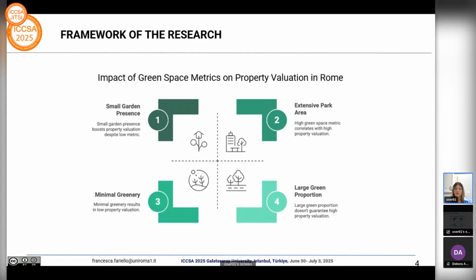As the slide above shows, the scientific literature tells us green can have very different effects on the market. That is, in some cases it drives up prices, in others it has no impact, and sometimes it can even be perceived negatively, for example when it is neglected, isolated, or insecure. This variability led us to reflect on an often overlooked but central point for quantitative analysis: how is green measured within an econometric model?